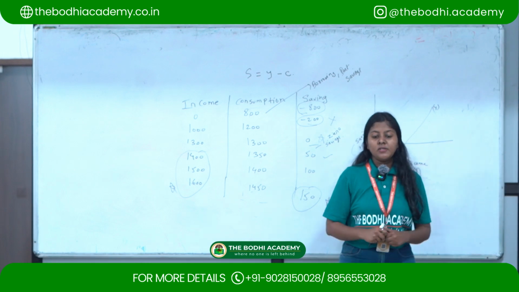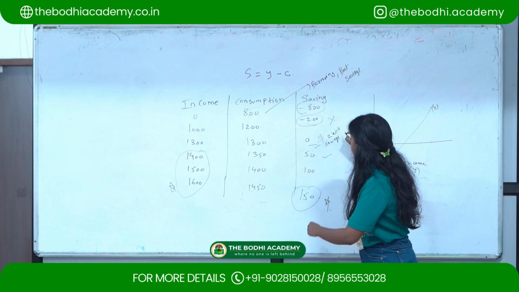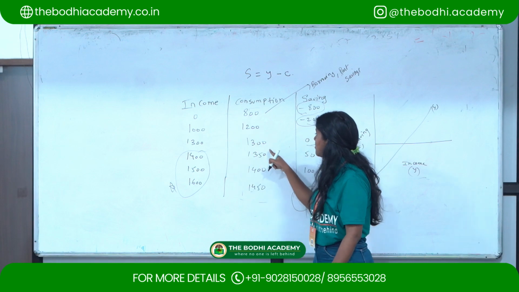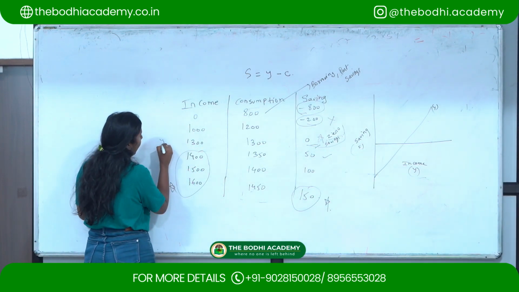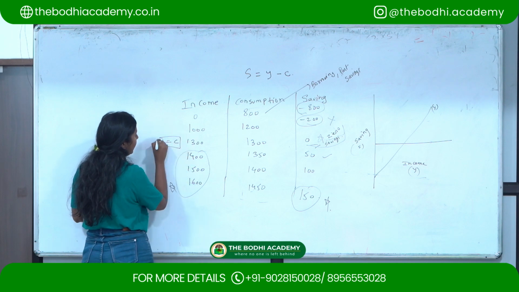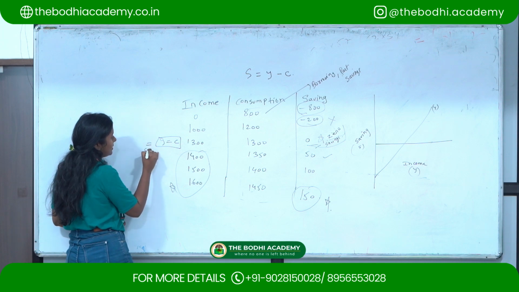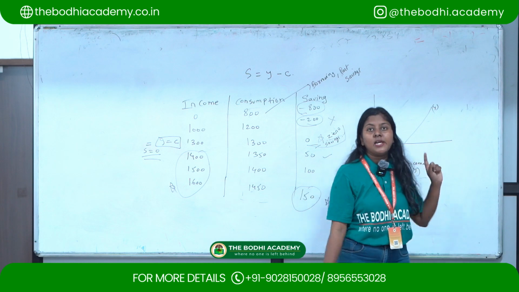Now obviously this part is called the break even point. This is the break even point where your income is equal to consumption. So here Y is equal to C, and there is no savings. Savings are 0 over here. So S is equal to 0. Saving we denote as S.